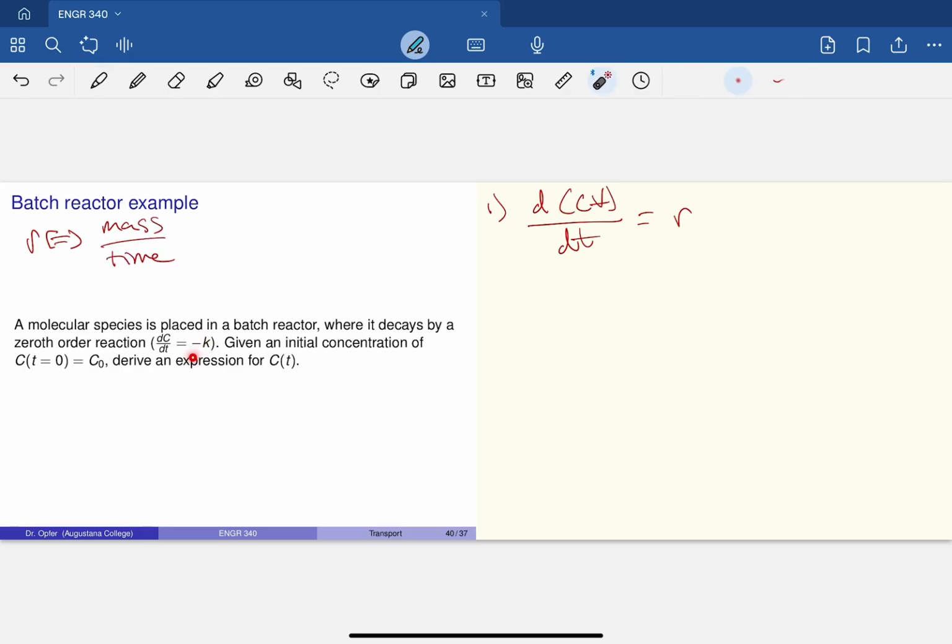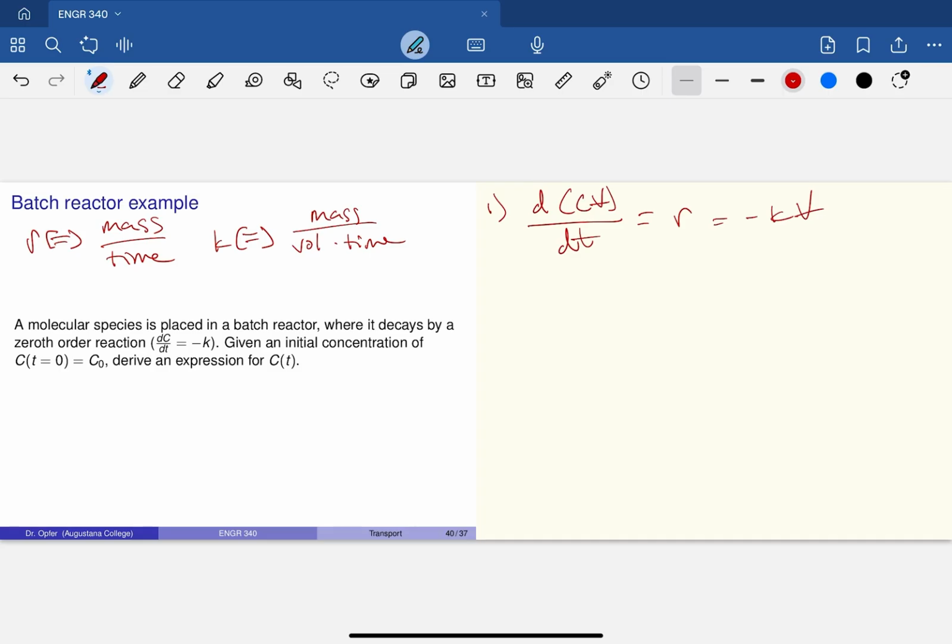Now let's think about the units of this constant K. Well, minus K is equal to the change in concentration with respect to time. So that means K has to be in units of mass per volume per time, right? Because this is a concentration, not a mass. Okay, so in order to change this expression into a net transformation rate in units of mass per time, all we have to do is multiply this by volume. So that's going to be equal to minus K volume, where this is the volume of the batch reactor.